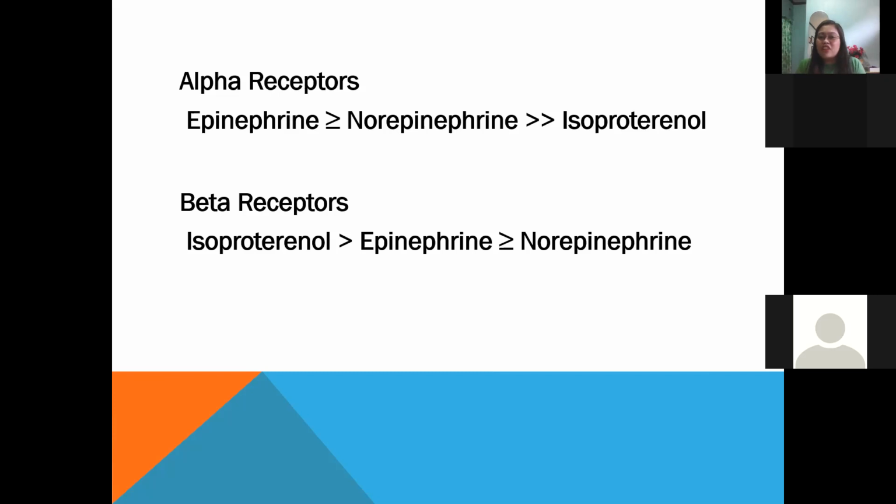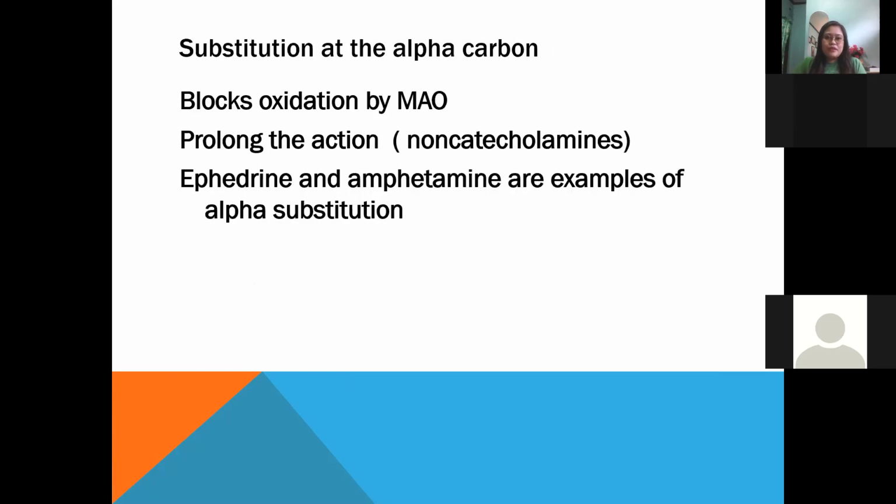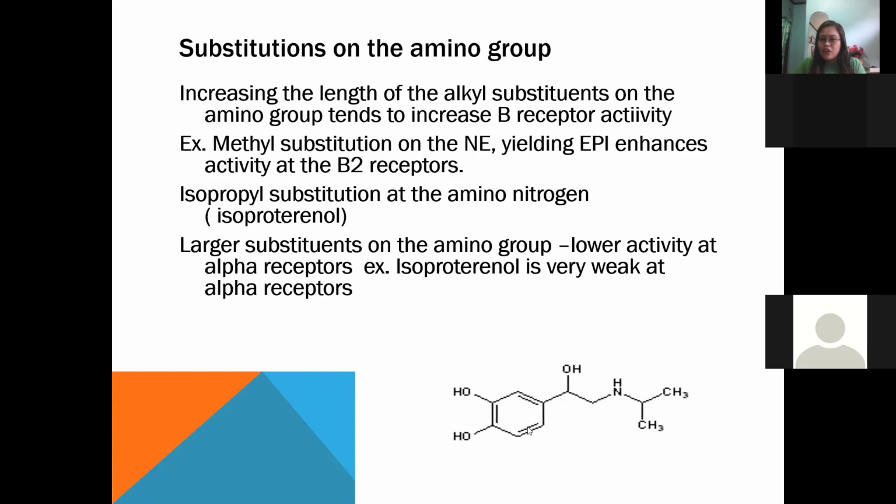But epinephrine and norepinephrine are endogenous, they are made inside our body. Isoproterenol is not endogenous, but when you administer it, its affinity favors the beta receptor more than the alpha receptor. The reason for that is the presence of a substituent on the amino group. So let us go back. Again, this is still a catecholamine. Take note, it still has two OH groups, and then you have the NH here with the substituent.